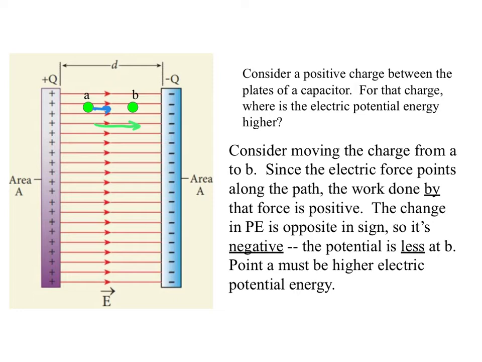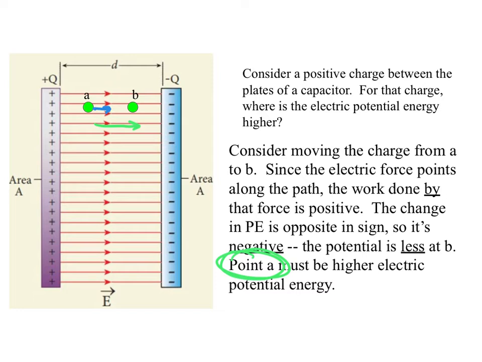In other words, where does that work come from? It comes out of the potential energy of the electric field, right? If the change is negative, which means that UB is less than UA, then obviously UA must be higher. So it must be that point A is the higher potential energy.